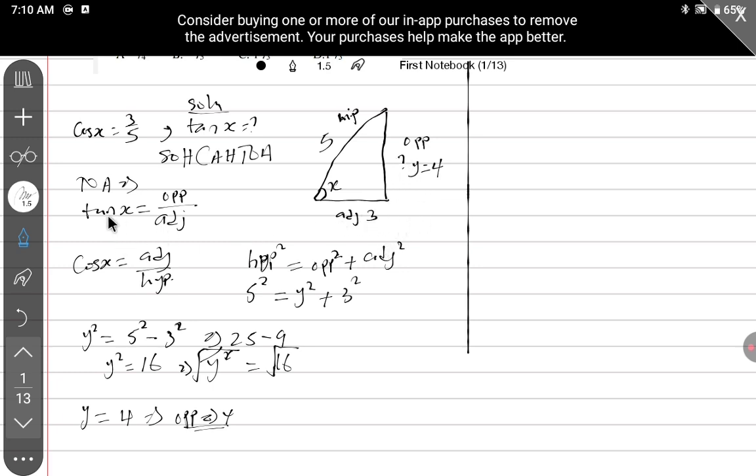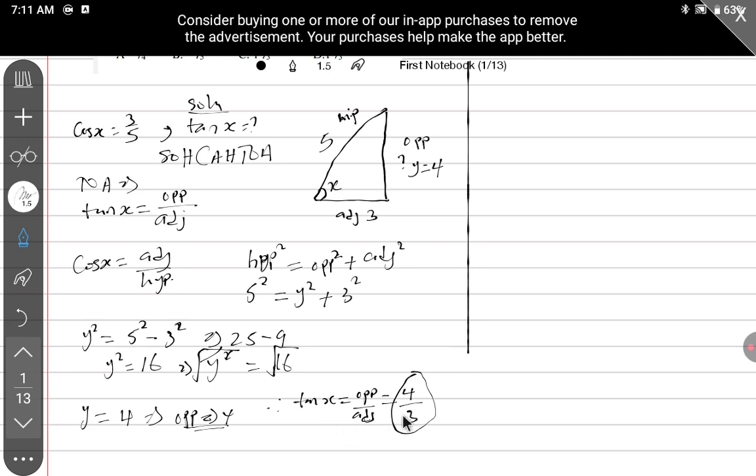And if you look at our tan s, tan s is equal to opposite over adjacent. So the opposite is equal to 4, and our adjacent is equal to 3. Therefore our tan s is equal to opposite over adjacent, that is 4 over 3. So the answer is 4 over 3, or you can convert it to a mixed fraction.